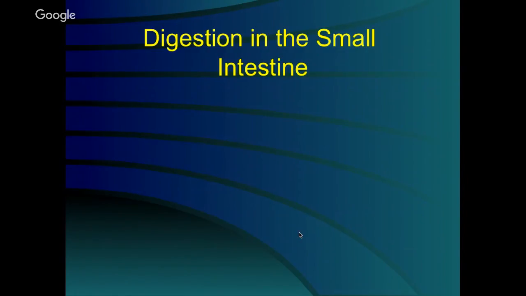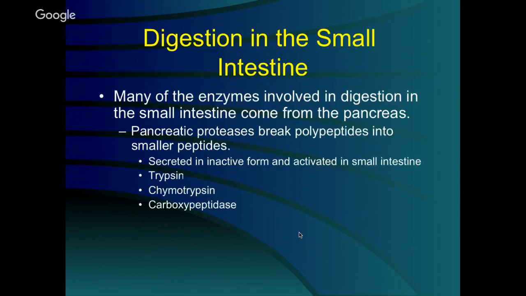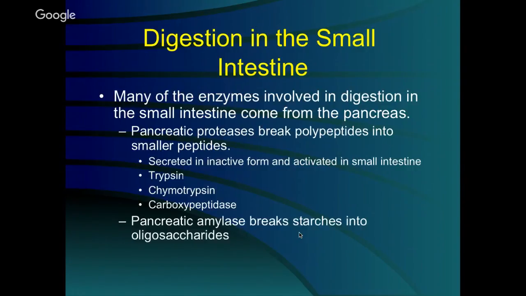All right, moving on to the small intestine. Now we've moved the food through the stomach, and it's now in the small intestine, where we remember we're going to see digestion of all three macromolecules: the carbohydrates, the lipids, and the proteins. The pancreatic proteases break the big proteins down into very small peptides. These are all secreted in an inactive form, just like pepsinogen was the inactive form of pepsin in the stomach. These all have to be secreted in an inactive form and then activated out in the small intestine to avoid them digesting the cells that produce them. The three pancreatic proteases that we're going to talk about are trypsin, chymotrypsin, and carboxypeptidase.